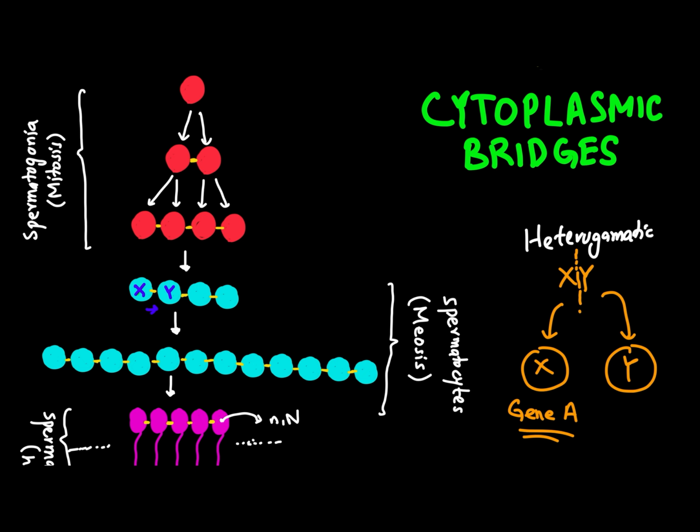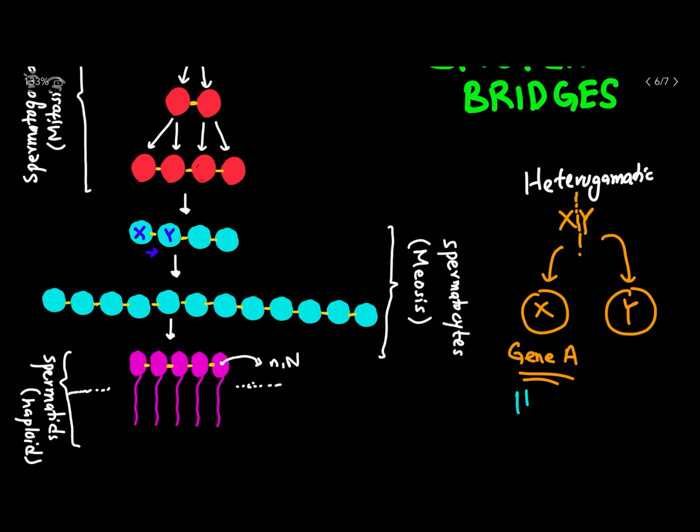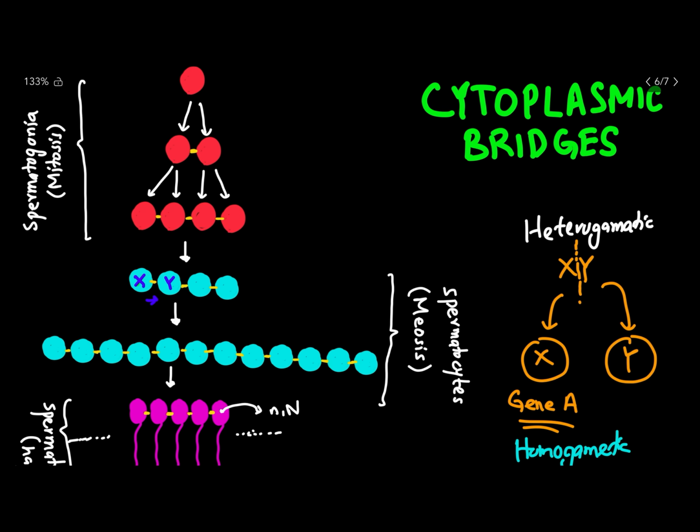While in females, this is something very important. Because females are homogametic, females only produce X and X chromosomes. So a female will produce only one type of gamete, which has the X chromosome. So the female doesn't need these cytoplasmic bridges because females are homogametic. And the male, because they are heterogametic, must need cytoplasmic bridges that connect the cytoplasm. So that was the reason why cytoplasmic bridges are present in spermatogenesis.